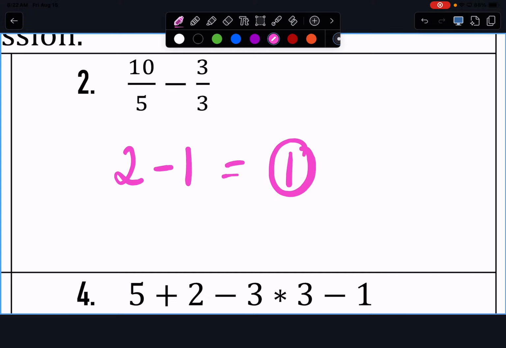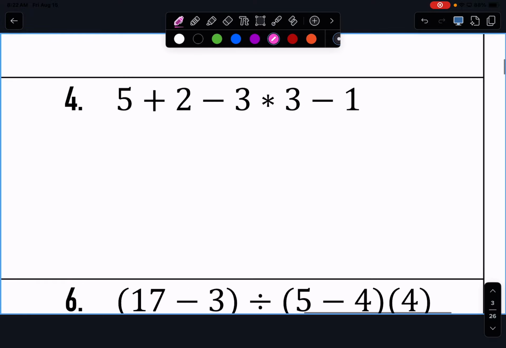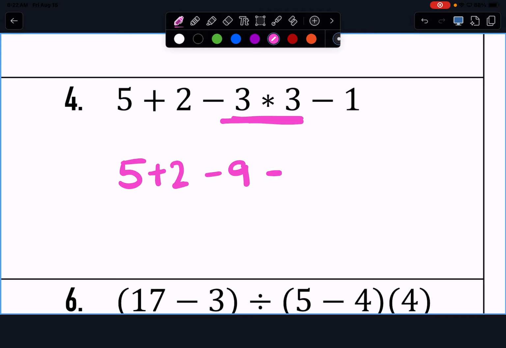Now we're going to go ahead and look at number 4. What do you do first in 4? You multiply the 3 times. Mm-hmm. So we multiply those two together, okay? So what is negative 3 times 3? Negative 9. So we have 5 plus 2 minus 9 minus 1.